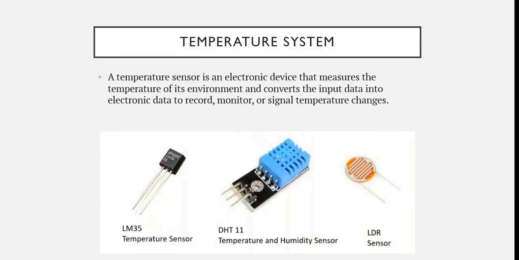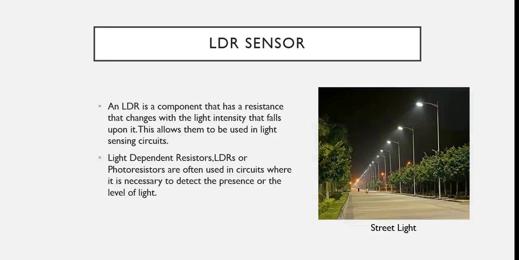A temperature sensor is an electronic device that measures the temperature of the environment and converts the input data into electronic data to record, monitor, or signal temperature changes. Some of the temperature sensors are LM35, DHT11, etc. LDR sensor. An LDR sensor is a component that has a resistance that changes with the light intensity that falls upon it. This allows them to be used in light sensing circuits. Light dependent resistors, LDRs or photoresistors, are often used in circuits where it is necessary to detect the presence or the level of light. These are used in street lights and many more applications.